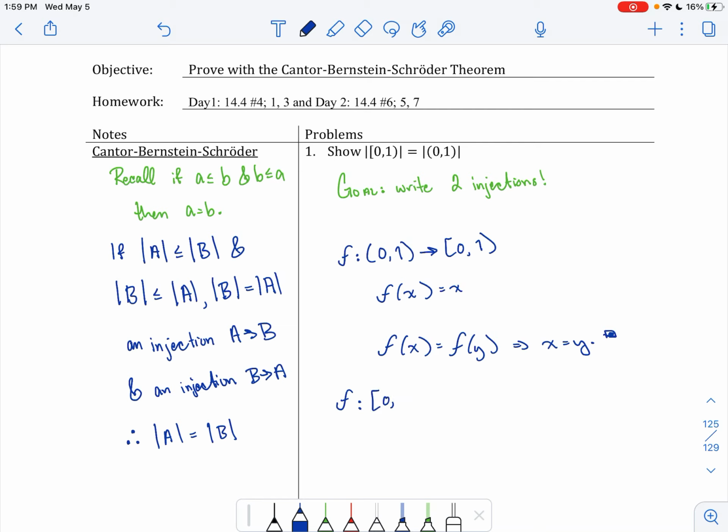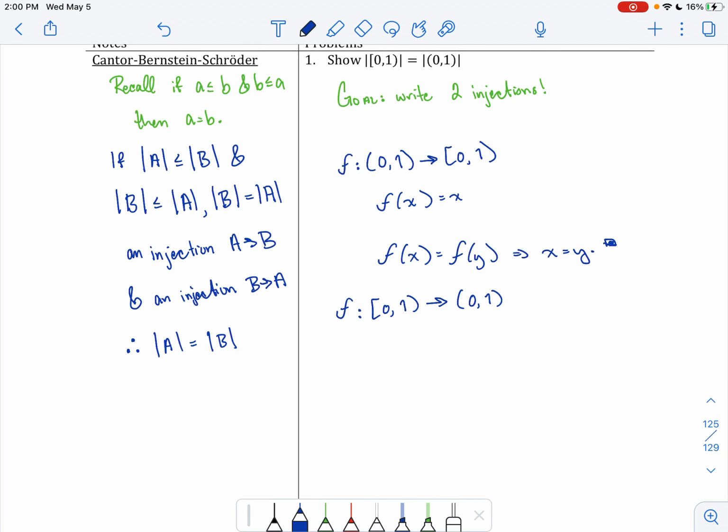So now I'm going to try to write an injection from closed 0, 1 to open 0, 1. So we want to be able to write an injection. And the way I think my way through this problem is to say, all right, I want to have 0 as an x value, but I don't want it to end up with 0. And then I want my maximum for both to be 1.